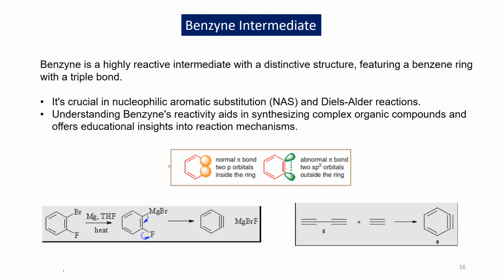So how can these benzynes be formed? Another possibility is where we form a Grignard moiety, then this Grignard has a partial negative charge on this carbon.